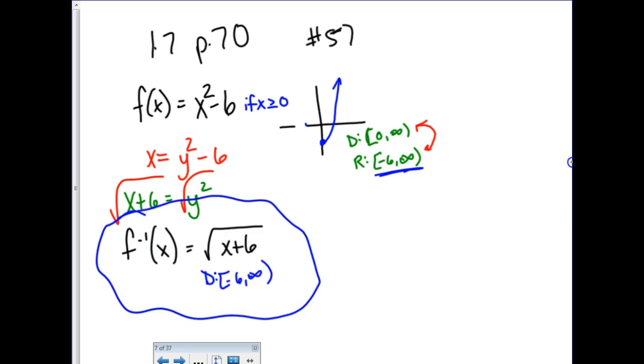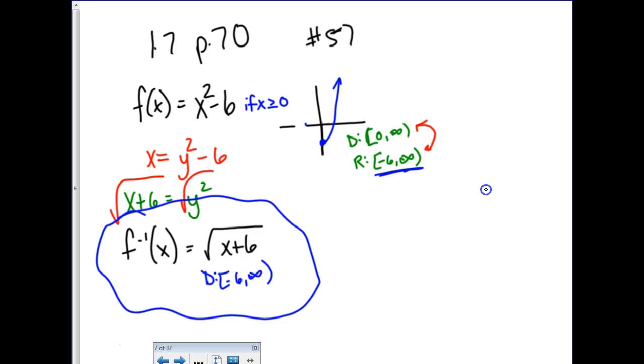Now, you could have figured out that domain simply by graphing it. Remember, you can just switch ordered pairs around. You could just graph a square root graph that's been shifted left 6. There's a lot of ways to get to that answer, but you have to bring it down to the basics for inverses. The most basic property of inverse functions is that the x's and y's switch. So you should be able to figure out everything you need to know based on just x's and y's switching.